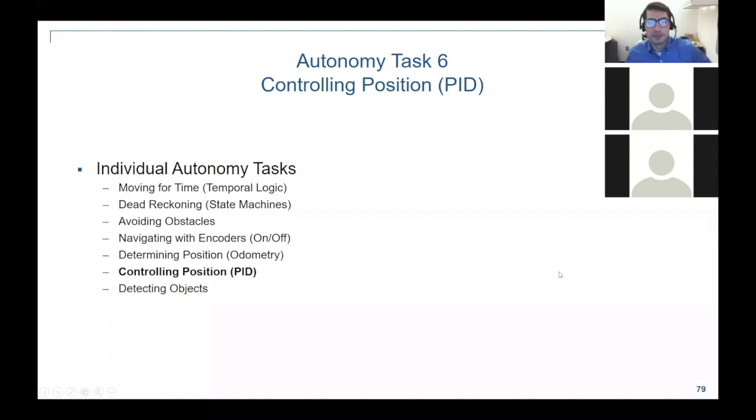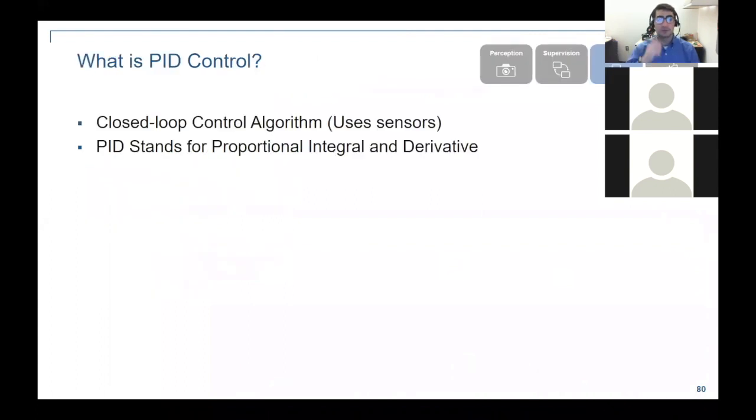That brings us to our autonomy task number 6, which is controlling the position. We're going to do this by using a PID controller. You might ask, what is a PID controller? Well, a PID controller is a particular type of closed loop control algorithm. We already know that a closed loop control algorithm means that we're going to be using some sort of sensors. And to cover the naming, PID stands for proportional, integral, and derivative control.